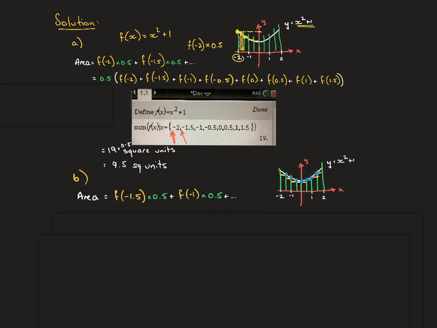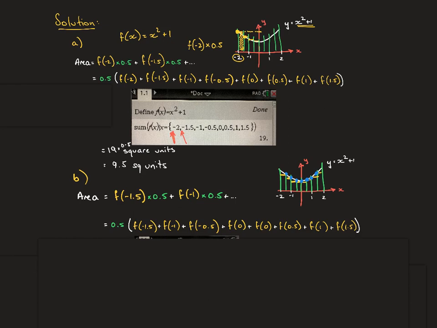So our first couple are f of -1.5, which is this first one, and then f of -1 for the second one, both times 0.5. We'll do the same deal, pull the 0.5 out the front. But this time, you'll notice that it's not a continuous pattern. See, f of 0 is in here twice. So you really need to watch out for that when you are doing these questions.